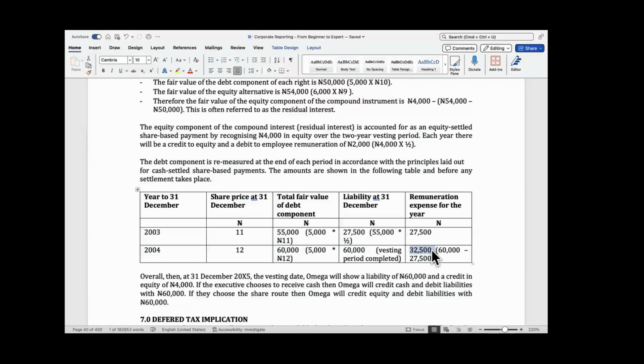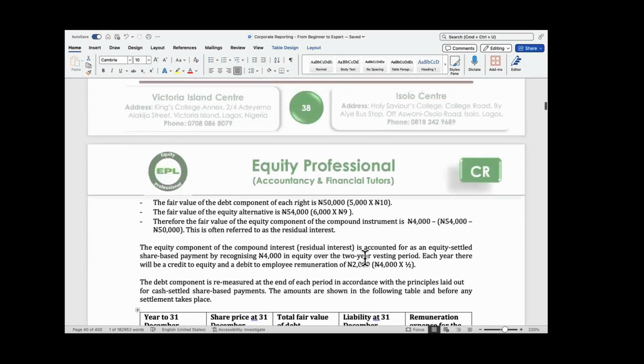Therefore, at the end of year 2, if the employee chooses to collect cash, we simply credit bank and debit liability, so we close the liability off through a debit and it's gone. But if the employee chooses to collect equity, that means whatever is in your liability, you debit it to cancel it out, which is of course 60,000. And you are now going to credit your equity with 60,000. And it ends there.